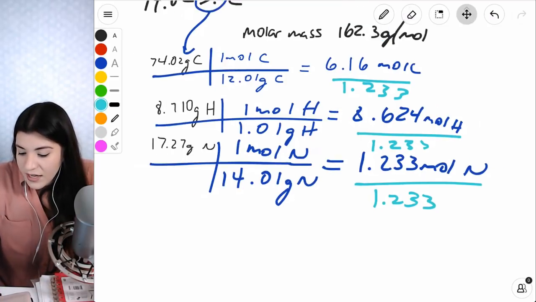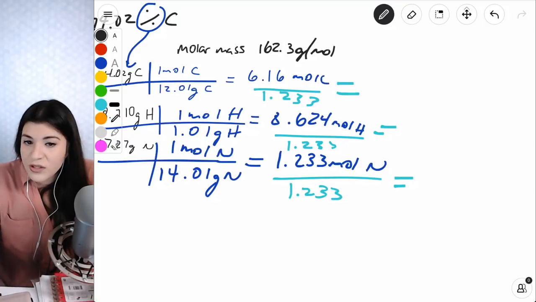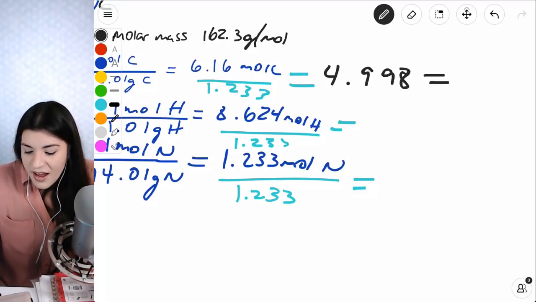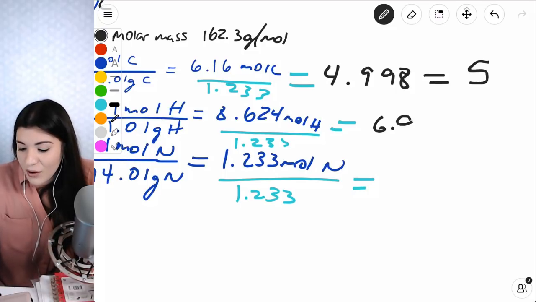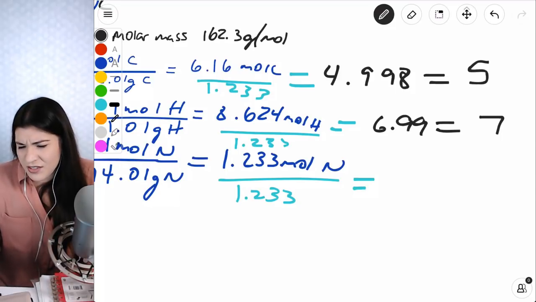So dividing all this, by the way, you can round. I'll tell you exactly how to round. This would have given us 4.998. So that is okay to round to 5. And then the next one would have given us 6.99. That's okay to round to 7. And then this last one would just give us 1.